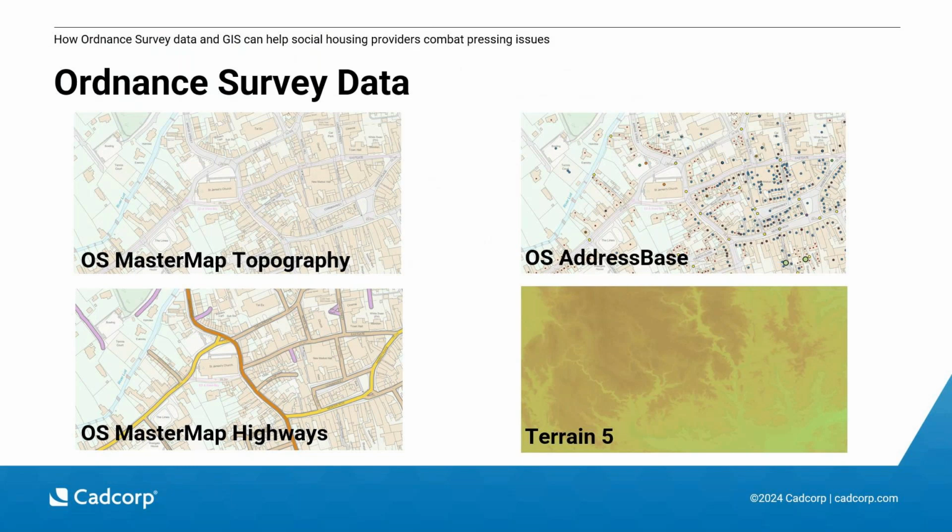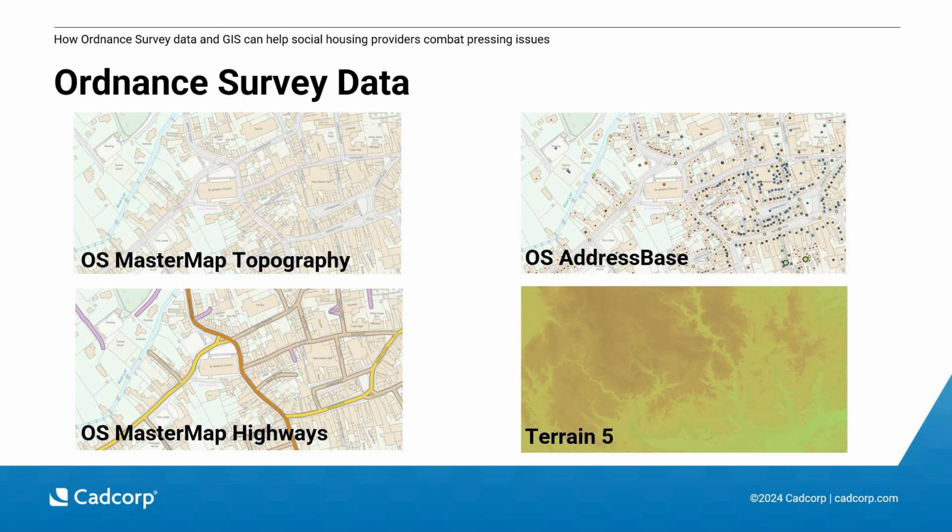The OS AddressBase, which is top right, provides the ability for you to geocode your existing stock against the address base, but also utilize the unique property reference number, the national unique property reference number, within your own stock. And something we'll talk about more as we go through the data sets.